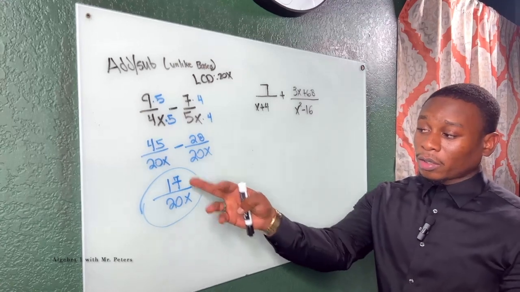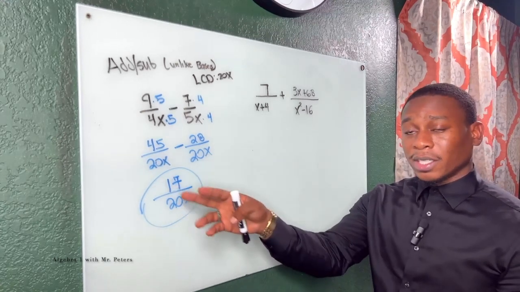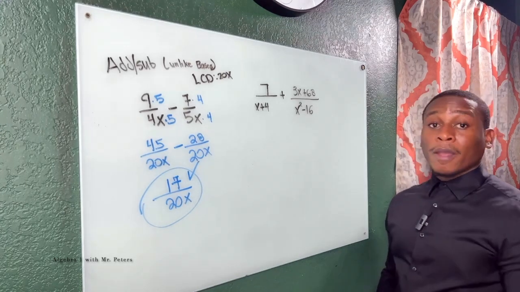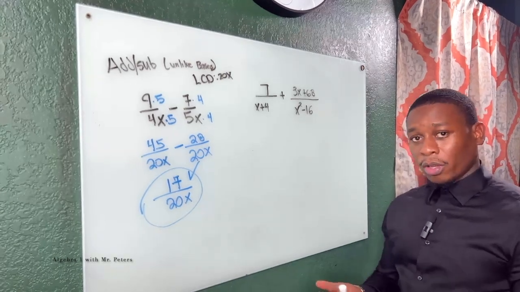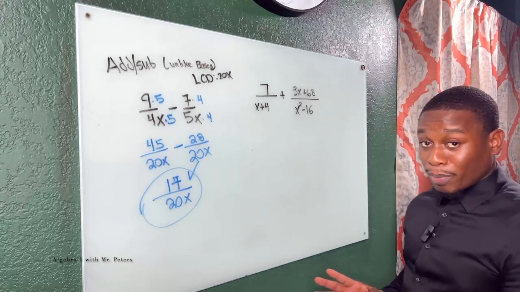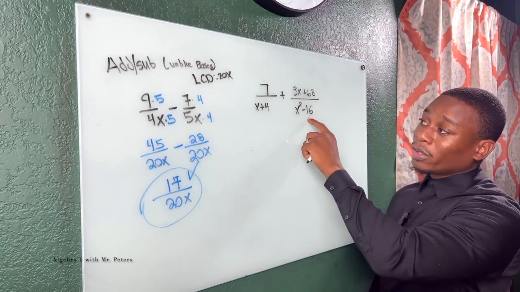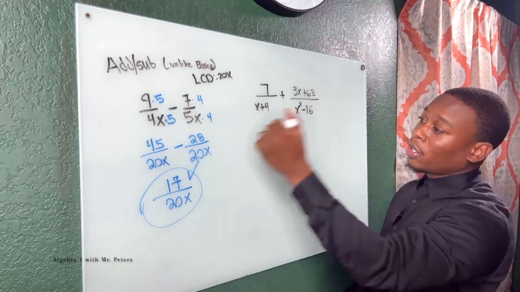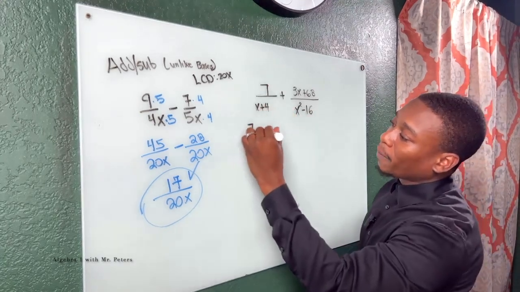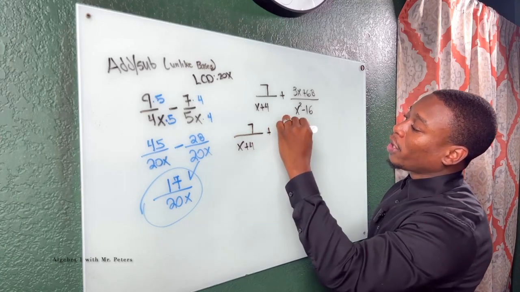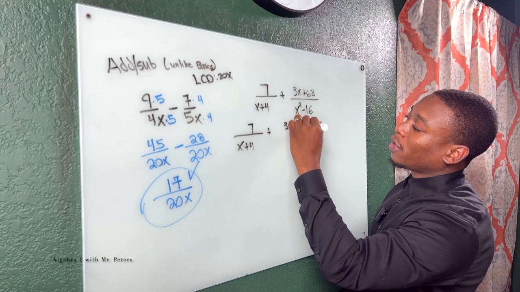This right here, we can't simplify 17 and 20. There's no number that we could divide both of those by. Now, second one, right? When we're dealing with those bases that are not the same, factor, because we won't understand what this denominator is. So first one stays the same, right? 7 over x plus 4 plus 3x plus 68.